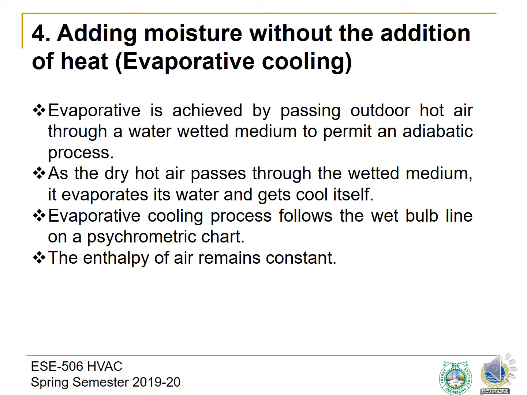Evaporative cooling is achieved by passing outdoor hot air through a water-wetted medium to permit an adiabatic process. As the dry hot air passes through the wetted medium, it evaporates water and gets cooled itself. The evaporative cooling process follows the wet bulb line on a psychrometric chart. The enthalpy of the air stream remains constant in this case.